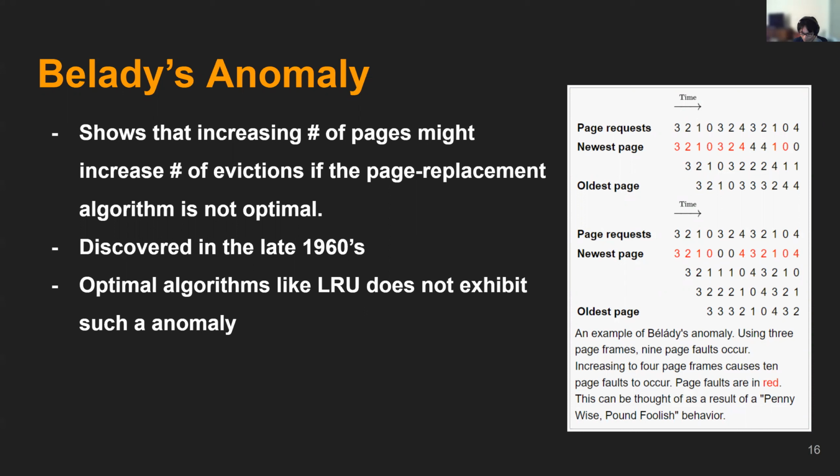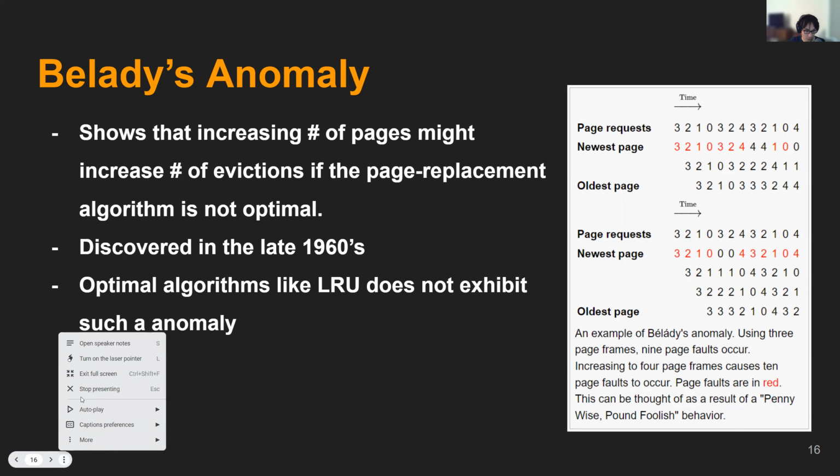So if you implement your page replacement algorithm in FIFO order, it doesn't guarantee that if you add more memory, you will get fewer evictions. That's the essential idea of Belady's anomaly. So I pasted an example from Wikipedia that shows if you add more memory, you actually have more evictions. So let's take a look at this picture together.